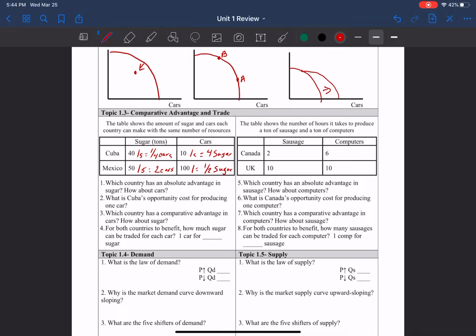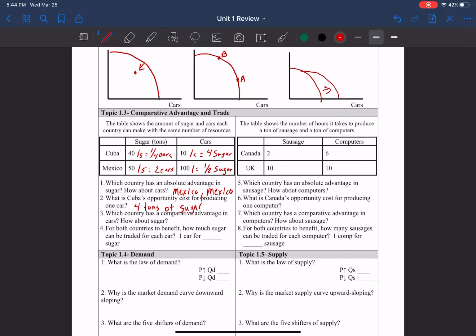So now absolute advantage, like on question number 1, is just which country produces more of each product. So in this case, Mexico produces the most sugar and the most cars. Now what is Cuba's opportunity cost for producing 1 car? So it has to give up 4 tons of sugar.